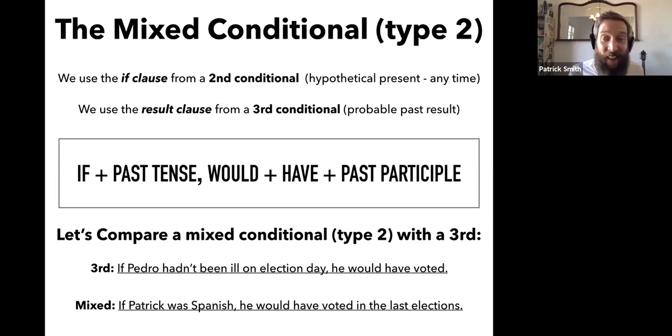Was, were, are the same? Yeah. If we're making a second conditional, or one of the mixed conditionals in which we use that part of a second conditional, were you can use for everybody. If I were, if you were, if she were, if he were, if they were. Was, we have to follow the rules of the past simple. I was, he was, she was, it was, they was? No, that's never correct. They were.